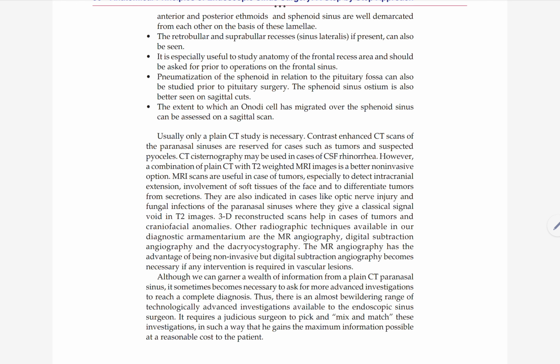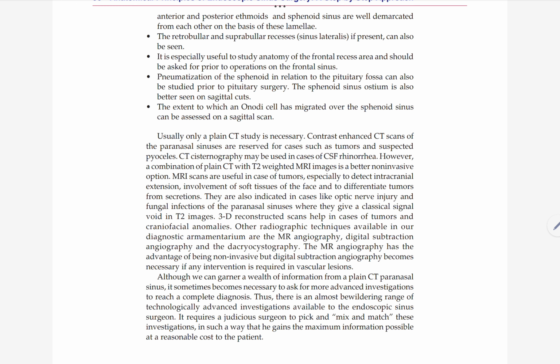on the frontal sinus. Pneumatization of the sphenoid in relation to the pituitary fossa can also be studied prior to pituitary surgery. The sphenoid sinus ostium is also seen on sagittal cuts. The extent to which an Onodi cell has migrated over the sphenoid sinus can be assessed on a sagittal scan.